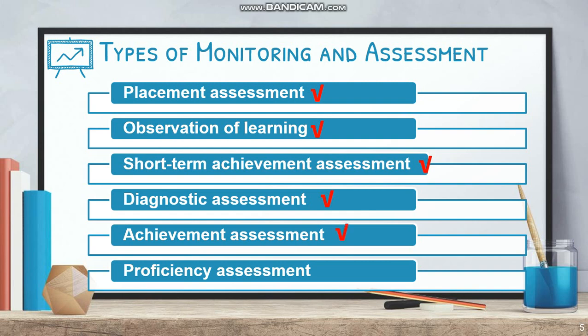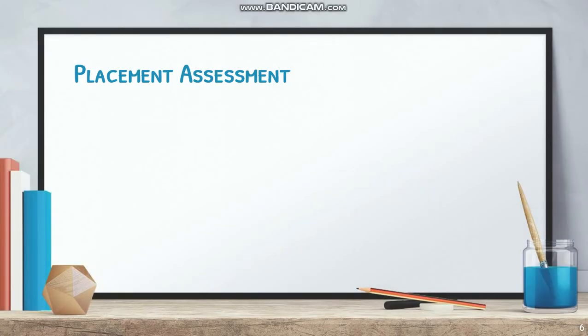Next, achievement assessment. It's different from the previous one. This test is held at the end of the course. The learners are assessed on what they have learned from the course. The last one is proficiency assessment. It's based on items drawn from the language as a whole rather than from the content of a particular course. So let us now look at each of these 6 kinds of assessment in more detail.